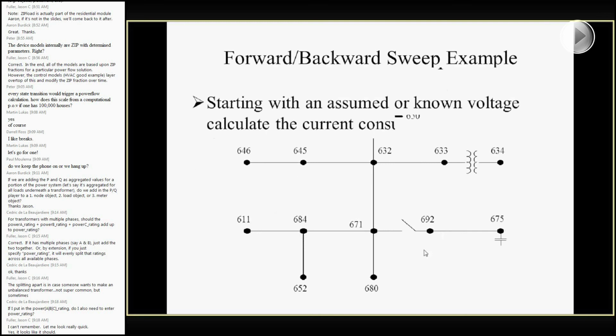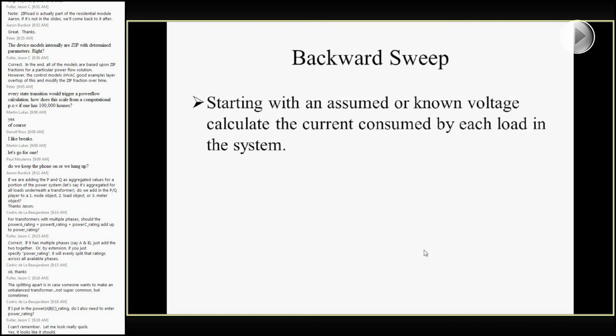So on the backward sweep here, I can never remember which one I consider forward and which one I consider backward. You're basically starting with either an assumed or known voltage, so just whatever happens to be the voltage at that point at that time. It may even just be your flat start voltage, so everything's at nominal, and you'll calculate the current consumed by each load on the system.